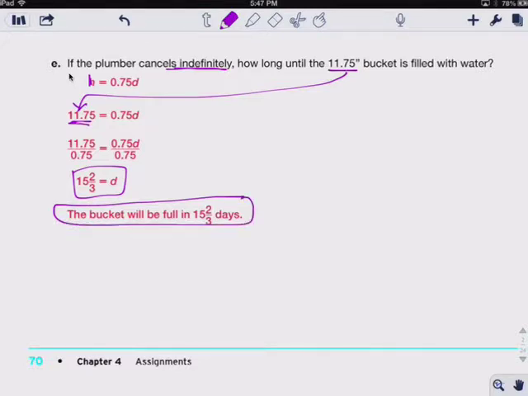That means how many hours is 2/3? Times 2/3 times 12, 24, cross cancel, 8. Oh, that's 16. 15 days and 16 hours.